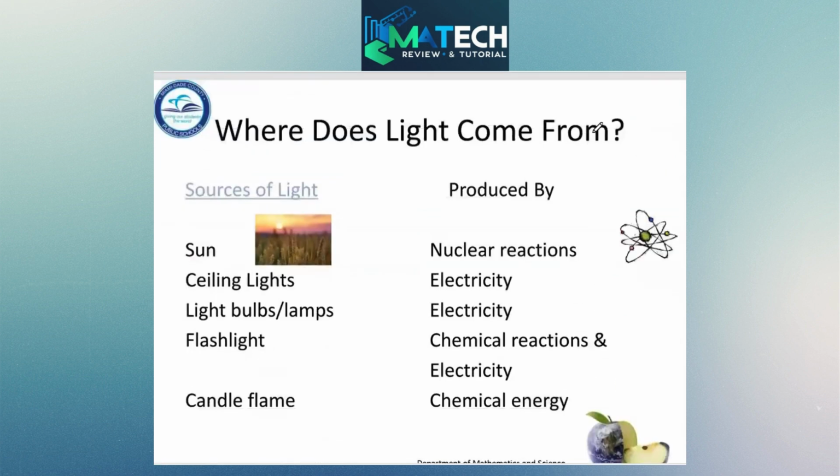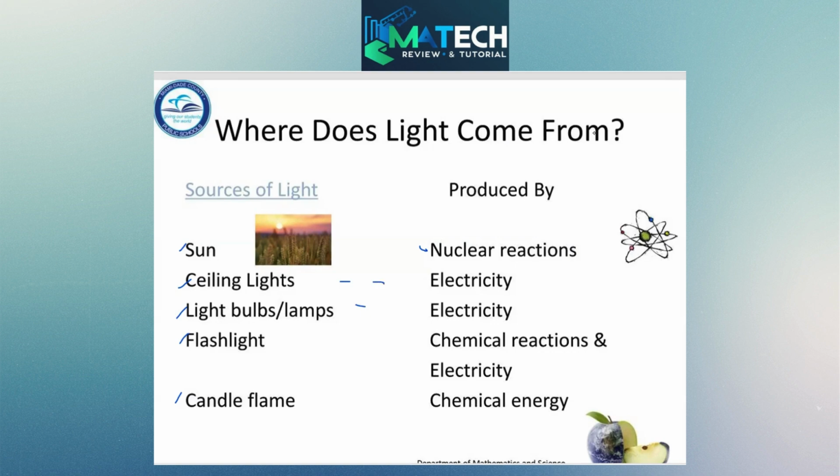So where does the light come from? Here are the sources of light. We have the sun, ceiling lights, light bulbs, lamps, flashlights, candles, and right now there are many more appliances that produce light. For example, the sun is a nuclear reaction, so it's by nature that every day there's light. Then the ceiling lights, light bulbs or lamps.